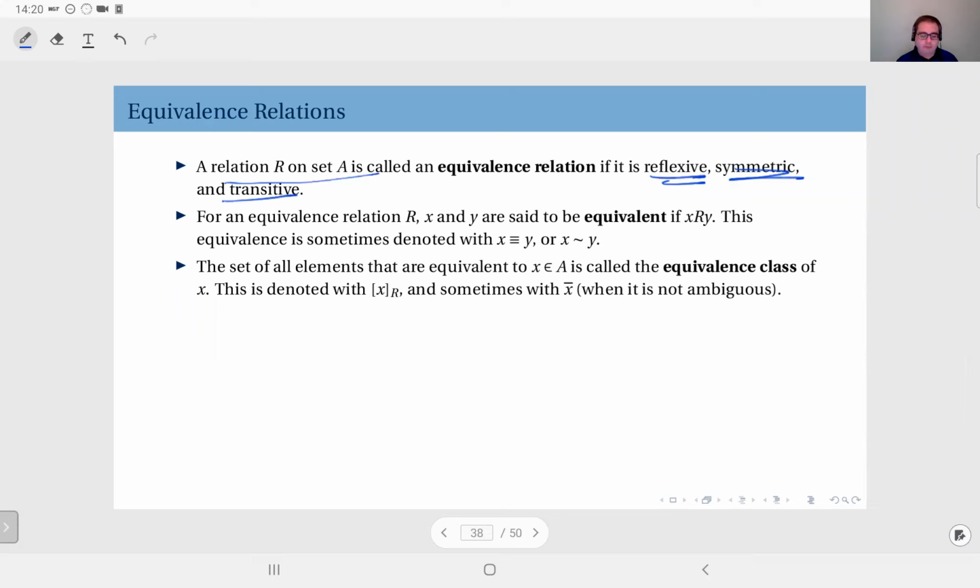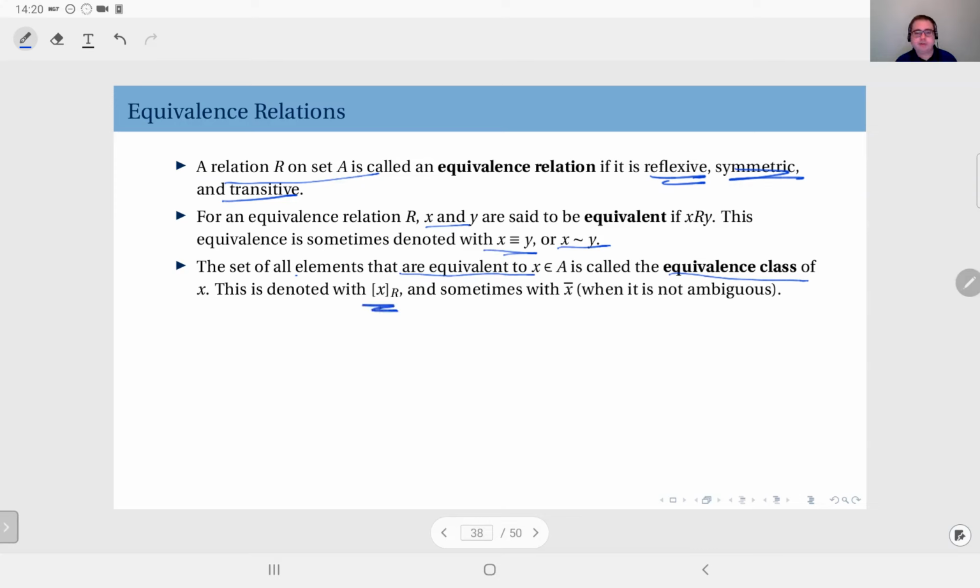Now, when we have an equivalence relation and x and y are related through it, we say that x and y are equivalent. This equivalence we sometimes denote with this notation or sometimes with this notation. And the set of all elements that are equivalent to an element x we call the equivalence class of x. So this is a set and it includes all elements that are related to x via this equivalence relation. And this is the notation we are going to use.